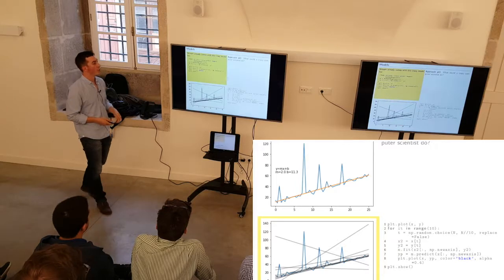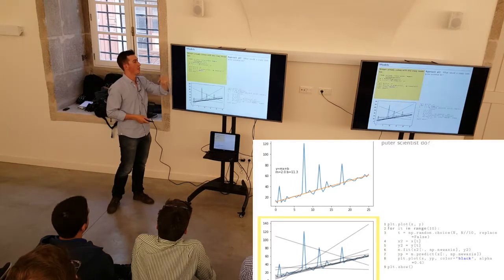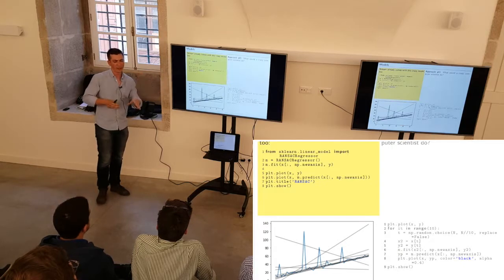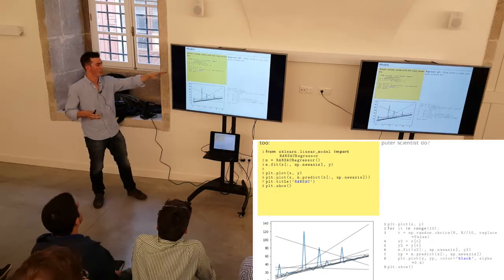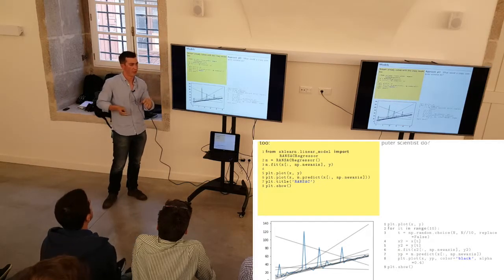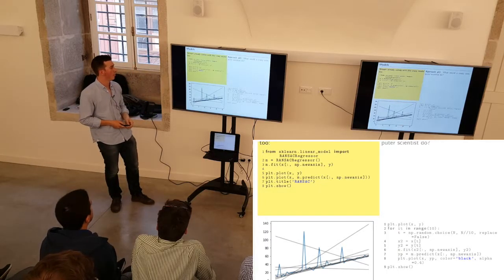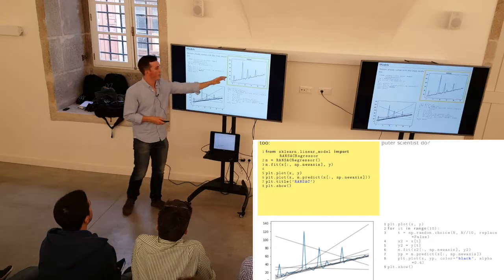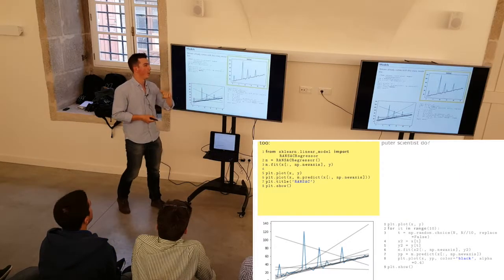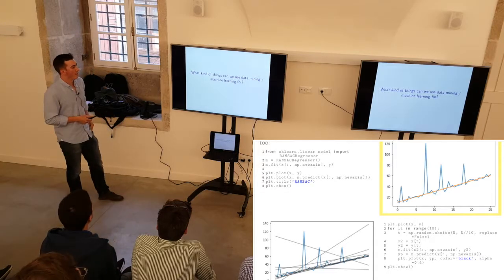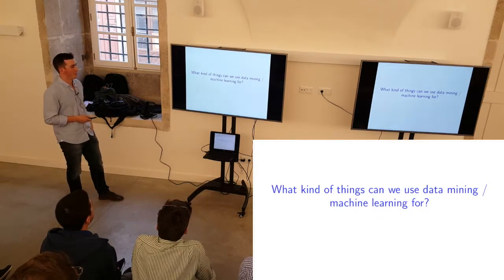We can do this in scikit-learn using RANSAC, and you can use this approach with other models than linear regressions. It works for other models to build robust models, and it gives us a model that is pretty robust to outliers as well. Okay, so what kind of things can you use data mining and machine learning for?